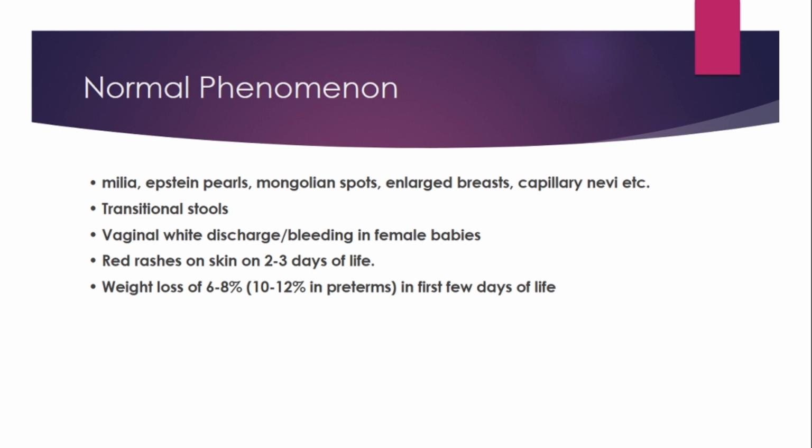So, these are some of the normal things that the mothers complain about, and we should be familiarized with this. Milia, Epstein pearls, Mongolian spots, enlarged breasts, capillary nevi, etc. They complain about this. Then transitional stools, vaginal white discharge or bleeding in female babies, red rashes on skin, 3 days of life, then weight loss of 6 to 8%, and maybe as high as 10 to 12% even in preterm infants in the first few days of life. These are normal phenomena. They will complain about these things, but you have to allay their fears.